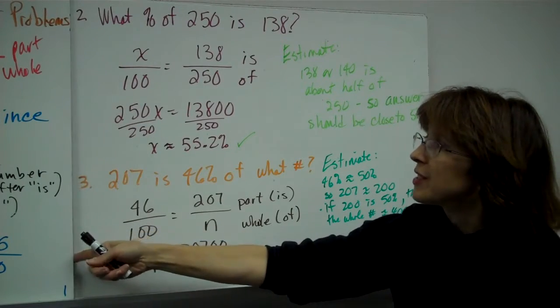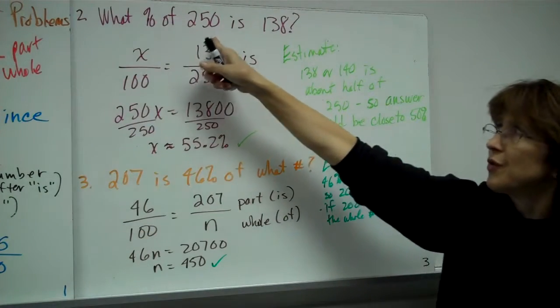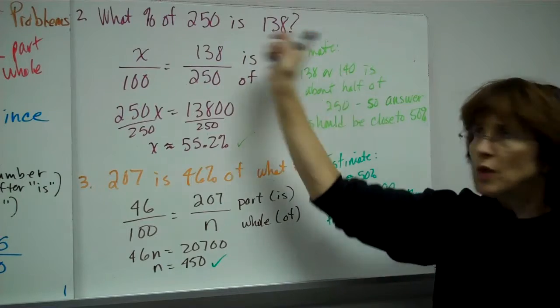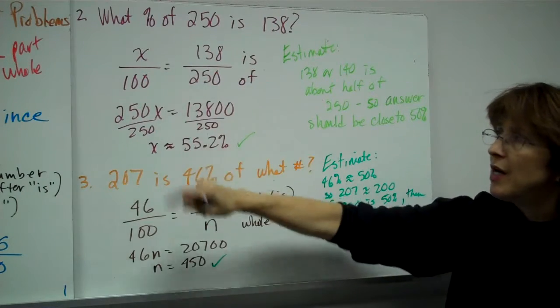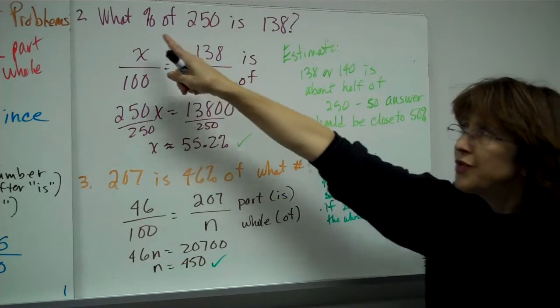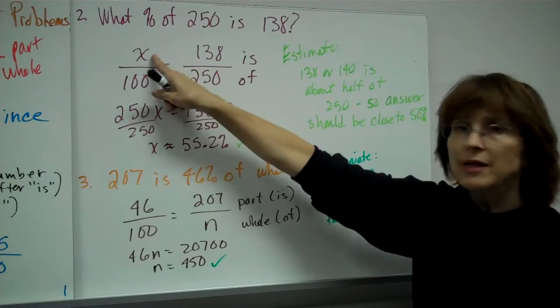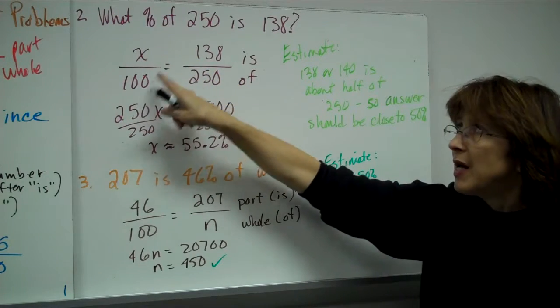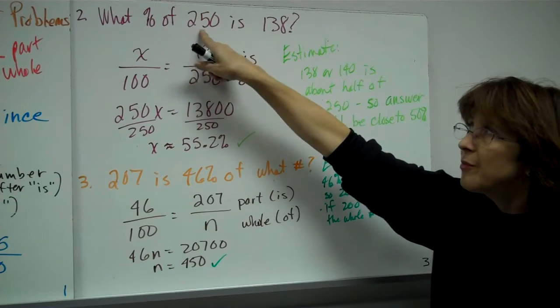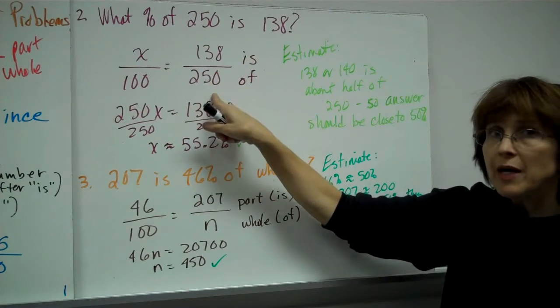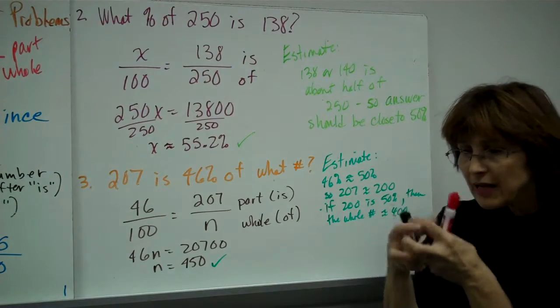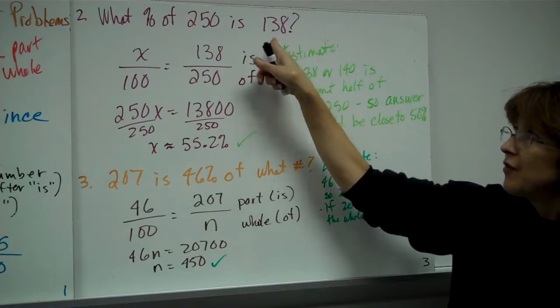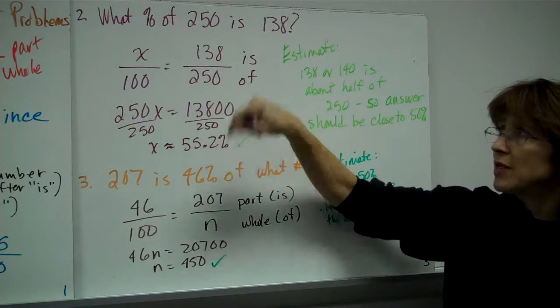Okay, sometimes it'll be just a simple thing, like it'll say, what percent of 250 is 138? Like it's just a one-liner, very, very few words. Again, you do your skeleton first. We don't know what the percent is, so this time our x is going to be on top of the 100. And then the number after the of is going to go on the bottom, because that's our whole. That's out of how many total we have. And the 138 is right after the is, that goes on top.